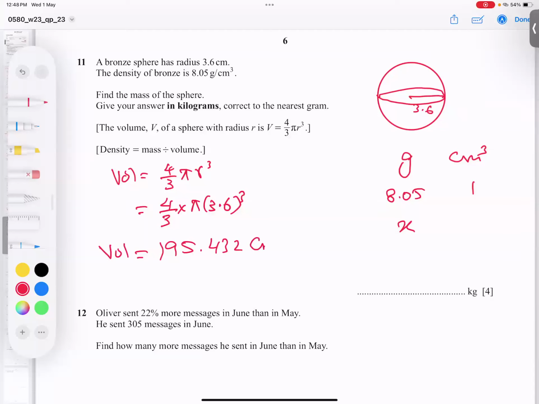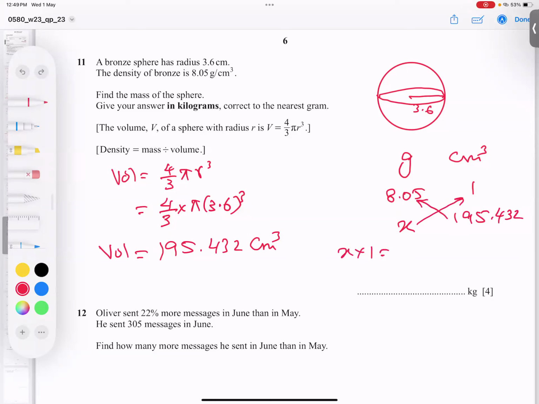And this is centimeter cube. You know, student, this is centimeter cube, the same units matching. So I'll copy this value under here. Cross multiply. x times 1 gives 1x, and this multiplies with this. 195.432 times 8.05. But this will give us the answer in grams. My answer is coming 1573.229 grams. But he said kilograms.